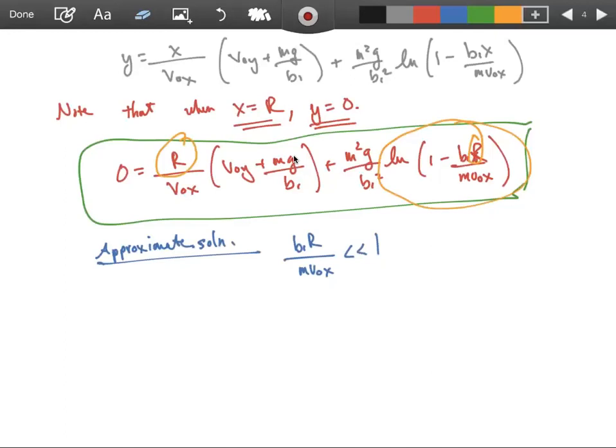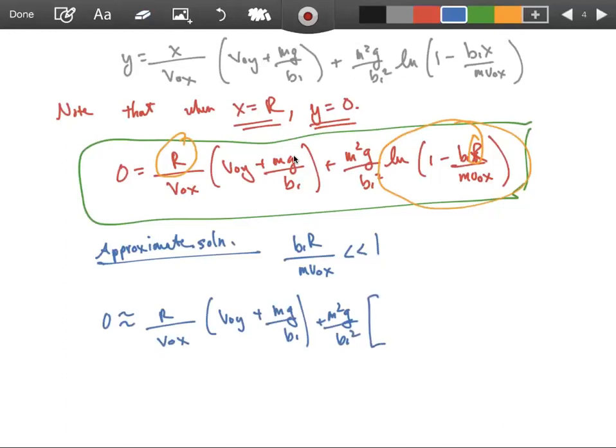So let's do that. Let's do a Taylor series expansion about that. This thing then is going to be approximately 0 equal to r divided by the initial x times then the initial y plus mg over b1 plus m squared g divided by b1 squared. Now we're going to take the Taylor series expansion of the natural log here, and we're going to take it up to order 3. So I want to expand this all the way out to r cubed.